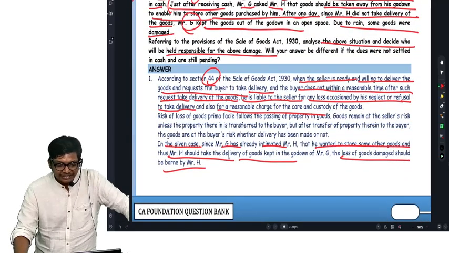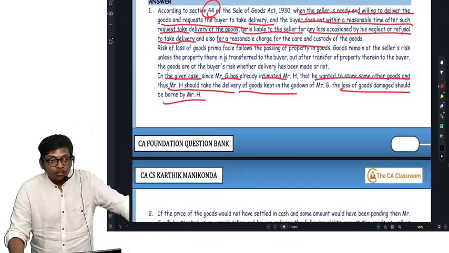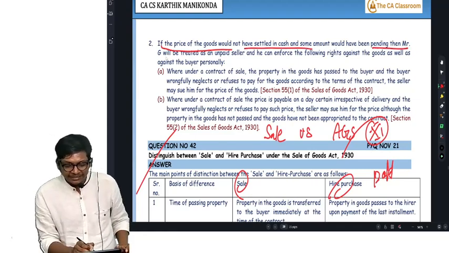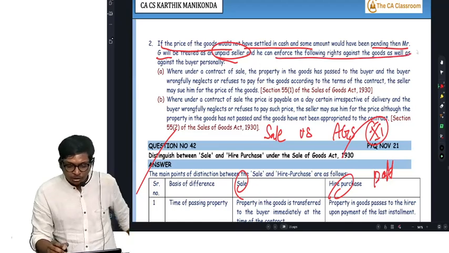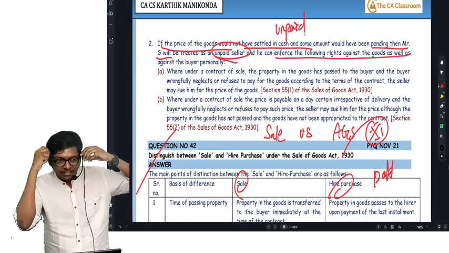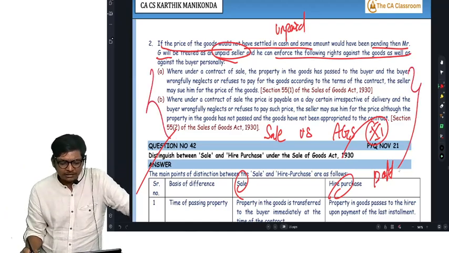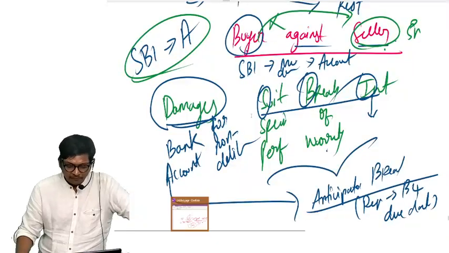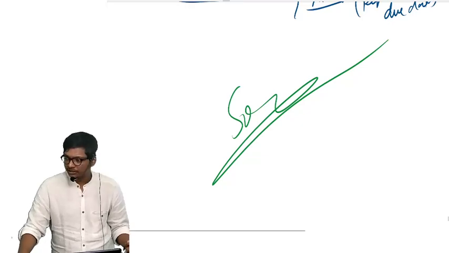Are you following, guys? Second case: would your answer be different if the dues were not yet settled? That means if ownership has not yet passed, if the price of the goods was not yet settled and some amount is pending, then Mr. G will be treated as an unpaid seller and he can enforce the following rights. So they have gone to the unpaid seller concept. If money is not paid, then what are the unpaid seller's rights? All the points, whatever he has. Are you following, guys? Clear? Understood? Anybody has any doubts with this? We are also done with SOGA's quick question discussion of past exam sources. Thank you, guys.